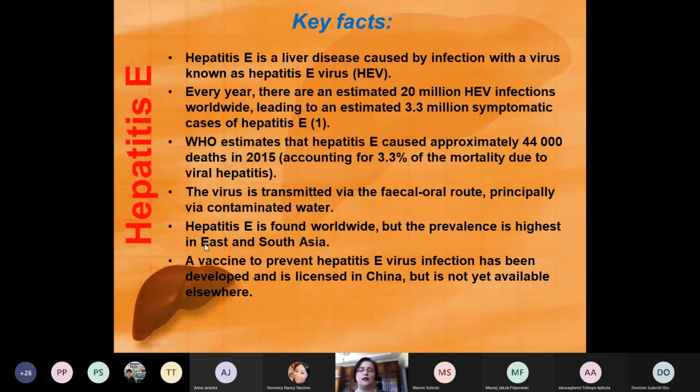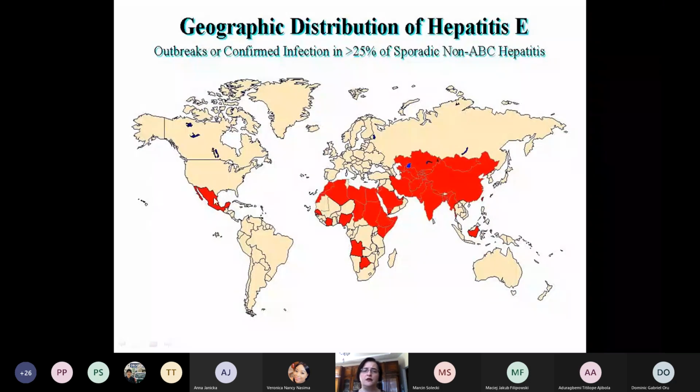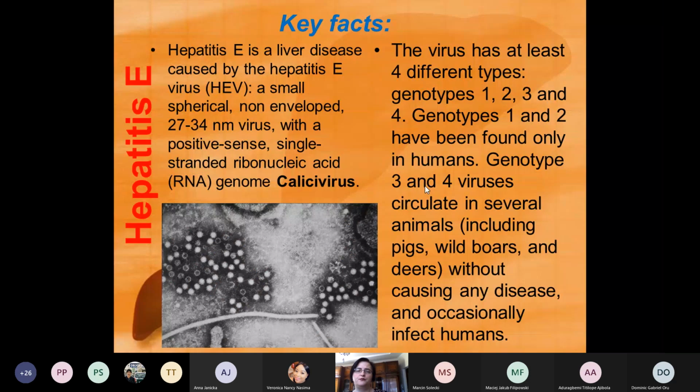Now I will show you. A vaccine to prevent hepatitis E virus infection has been developed and is licensed in China, but not available in other countries. So here you can see the prevalences, yes. It looks like tropical, but not such a distribution, and can be all over the world. You have to understand it doesn't need very high temperatures or something like that, but the prevalence is exactly in such regions.